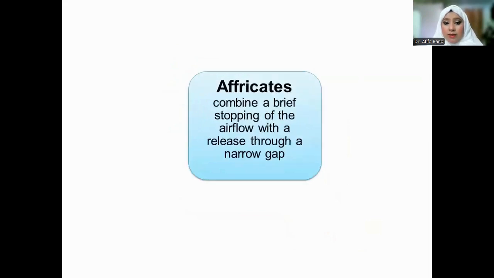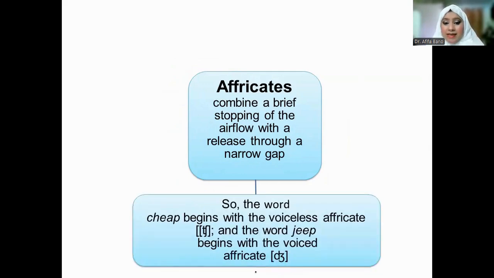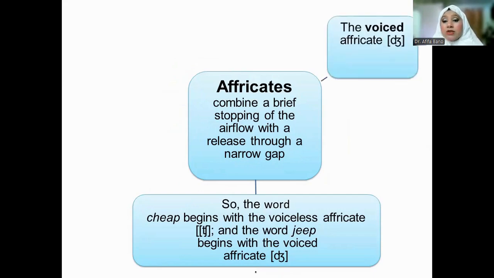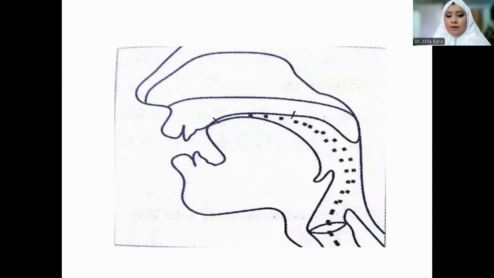Affricates. What does affricate mean? Combine a brief stopping of the airflow with a release through a narrow gap. For example, the word cheap begins with the voiceless affricate cha, and the word jeep begins with the voiced affricate ja. All right. So the voiced affricate is ja, and the voiceless affricate is cha. We combine a brief stopping of the airflow with a release through a narrow gap. As I explained before also, there is a narrow gap for the release of the air.